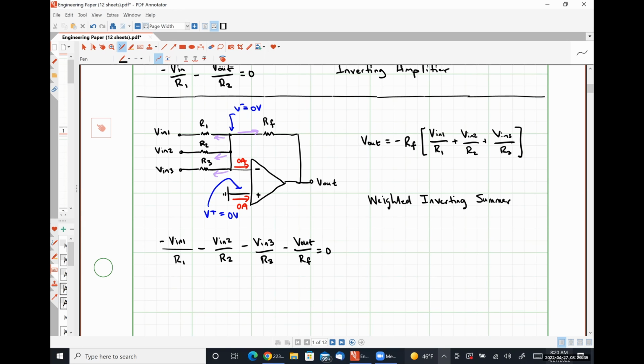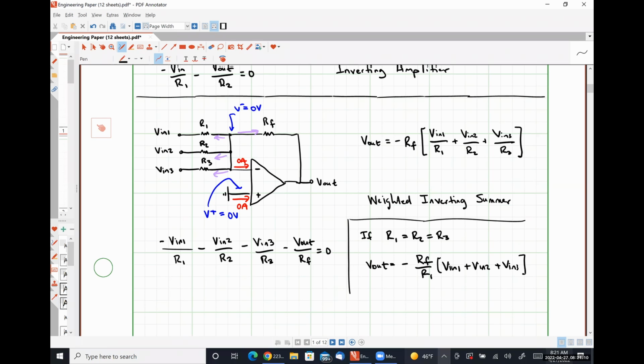What if R1, R2, and R3 were all identical? So just as a quick aside here, if R1 is exactly equal to R2 is exactly equal to R3, then we would have V out is equal to negative RF over R1 times VN1 plus VN2 plus VN3. So all of the input signals would be scaled by the same factor.